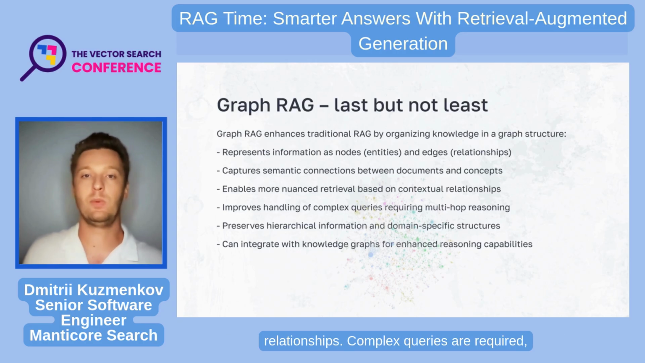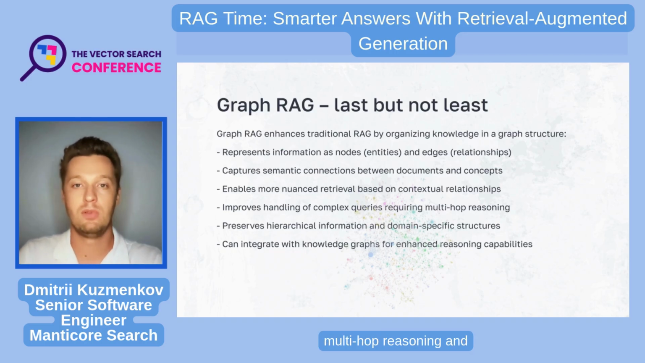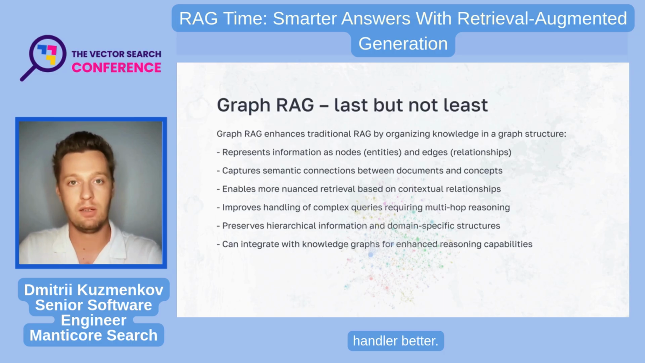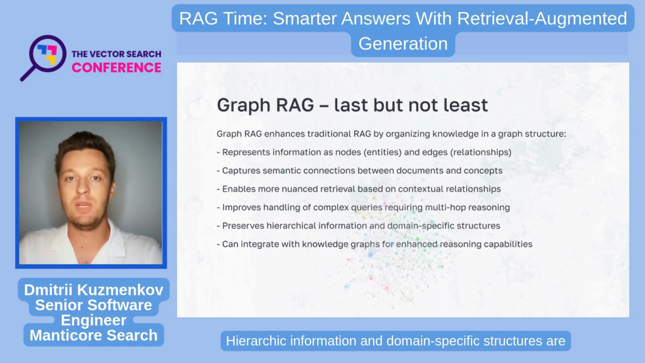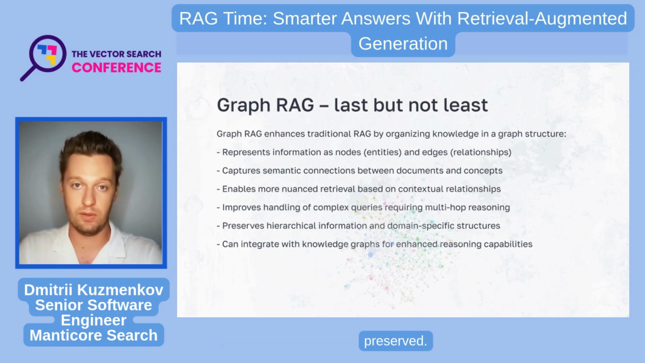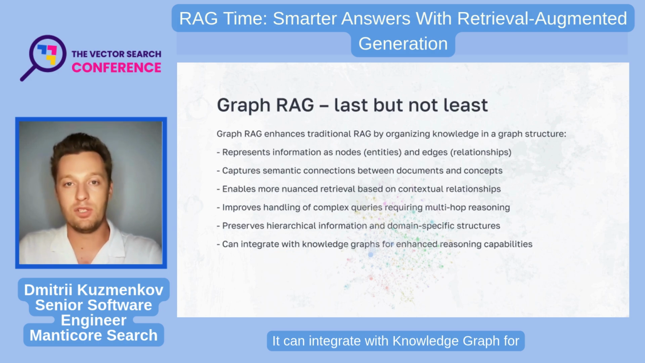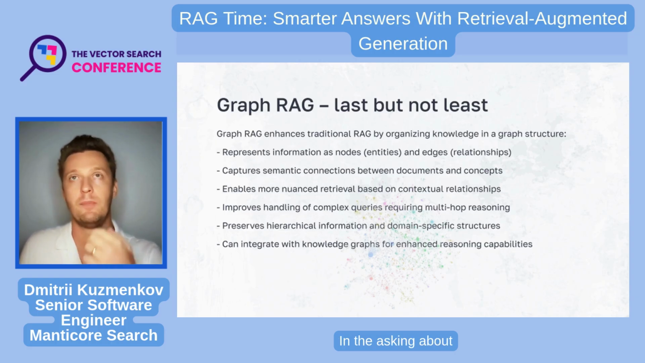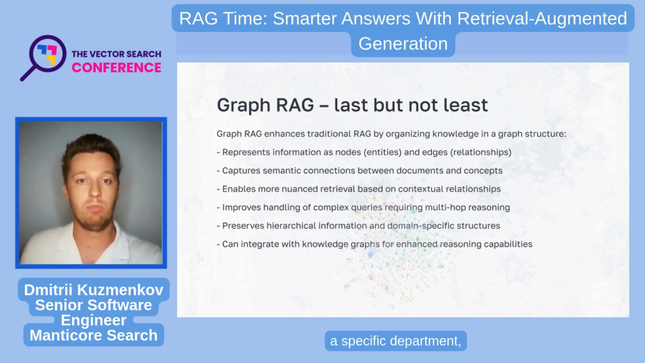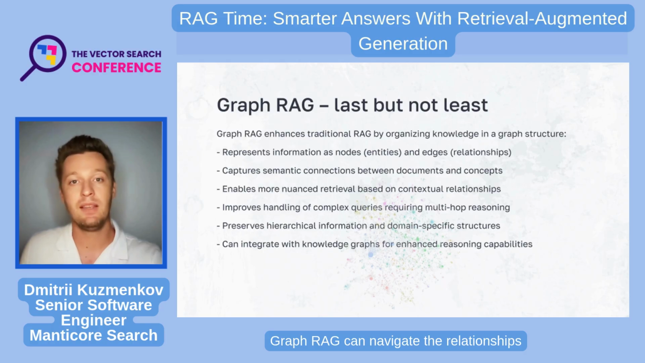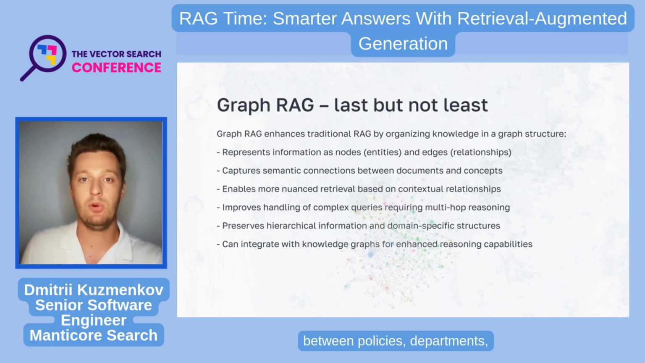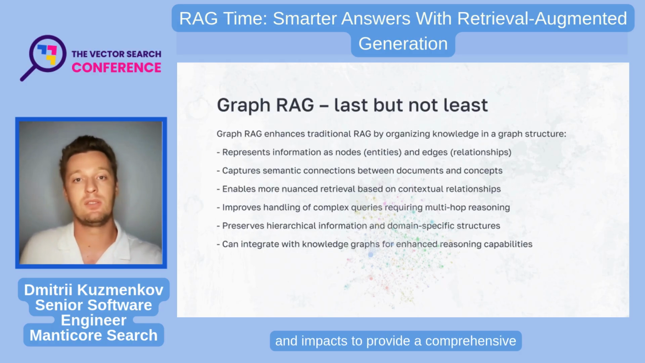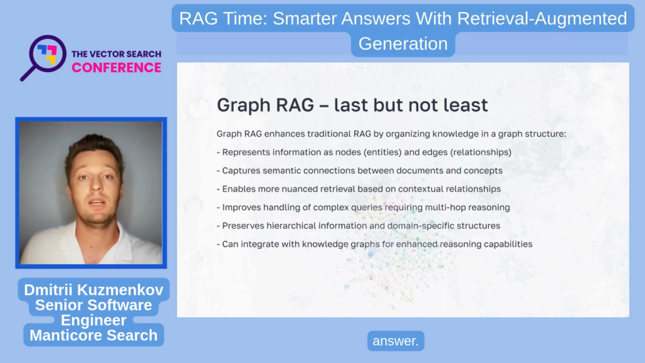Complex queries requiring multi-hop reasoning are handled better. Hierarchical information and domain-specific structures are preserved. It can integrate with a knowledge graph for enhanced reasoning. Imagine asking about the impact of a policy change on a specific department. GraphRAG can navigate the relationships between policies, departments, and impacts to provide a comprehensive answer.